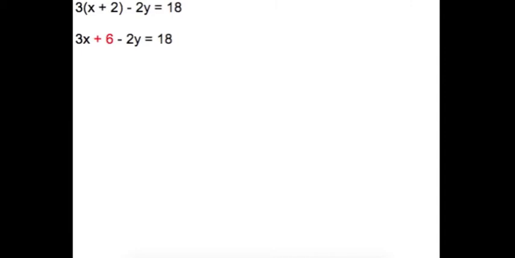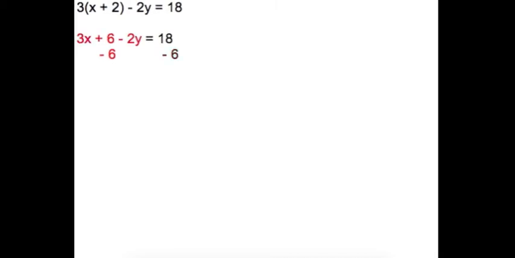Let's get rid of positive 6 on the left side of the equation. To do so, we can subtract 6. What we do to one side of an equation, we do to the other side. Let's simplify the left side of the equation first. A positive 6 and negative 6 cancel each other out, leaving us with 3x minus 2y on the left side of the equation. Looking to the right side of the equation, 18 minus 6 is 12.